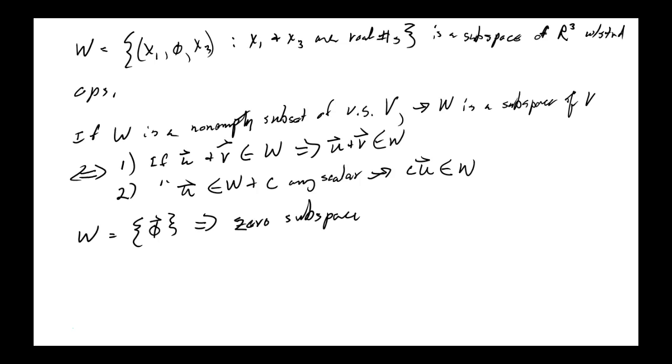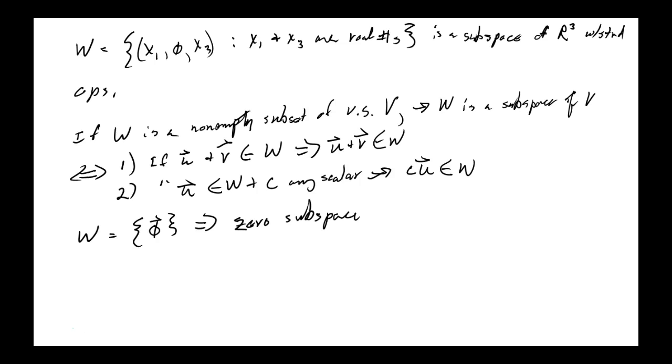Does this meet the criteria? Well, if U is in this, which means U would be the zero vector, and V is in this, that means V is a zero vector. U plus V would be in this because they add to be the zero vector. And if U is in here, which means it's a zero vector, and C is any scalar in the world, C times the zero vector is a zero vector. That's in W. So yes, that is the simplest subspace in existence, the zero subspace. It contains only one element, the zero element.